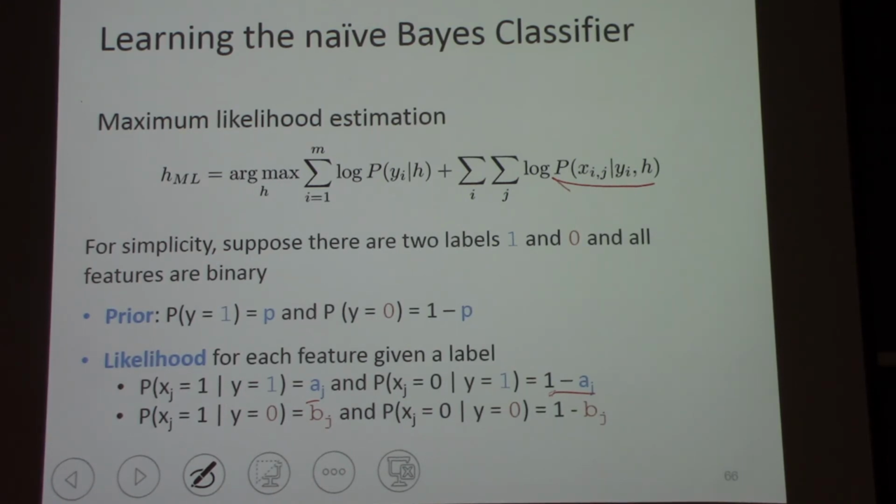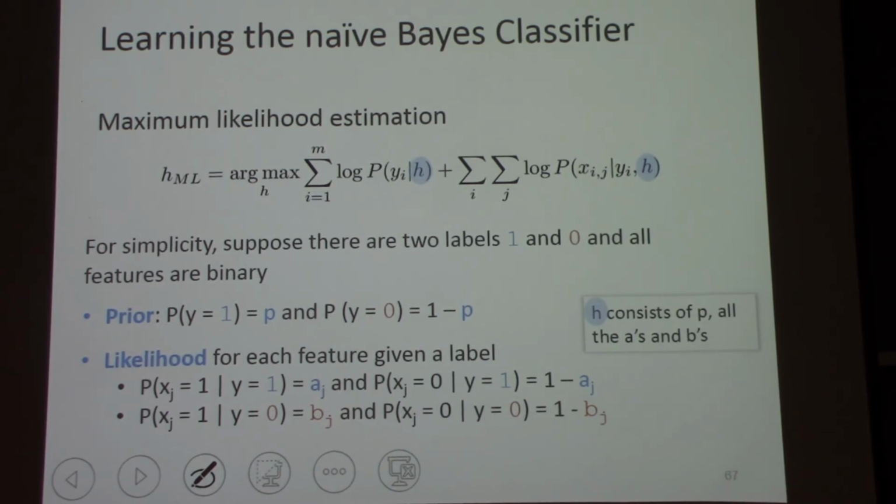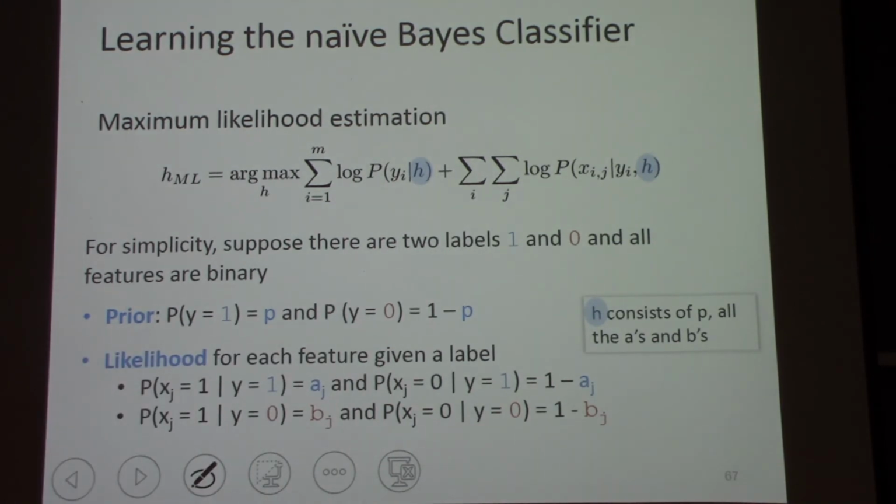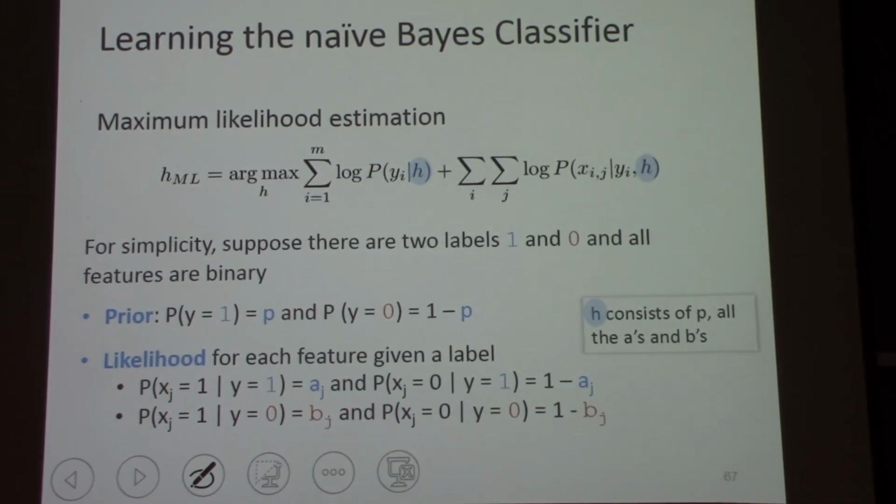I'm just giving them names, because what's important is this H, the bucket that I said specifies the probability distributions, is simply a big bucket consisting of the P, all the A's and all the B's. Because if I give you values for those numbers, then you should be able to specify what the probabilities are. So the learning problem is basically just using a data set to find values for P, A and B. Questions?